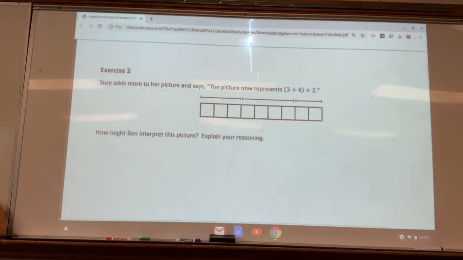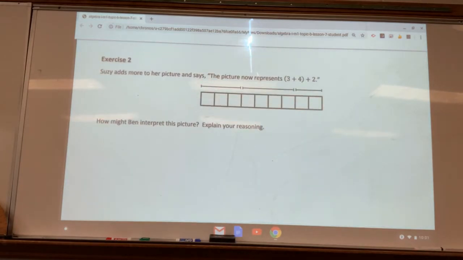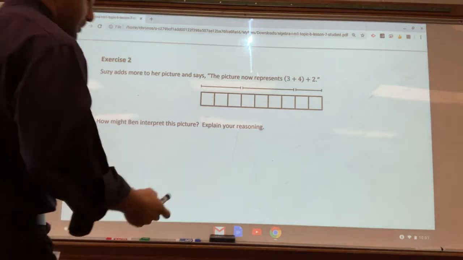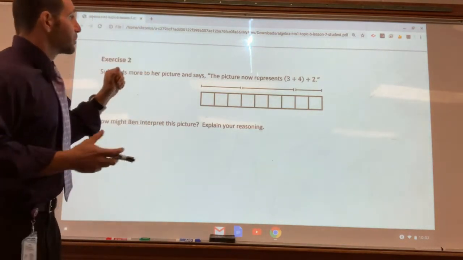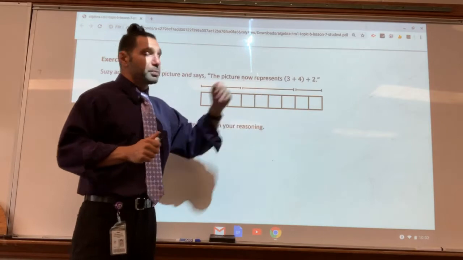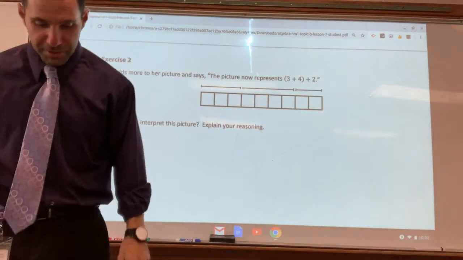Cool. Okay. So Susie adds a little bit more because Susie's an overachiever. Remember, I'm Susie. So the picture now represents 3 plus 4 plus 2. When you have multiple expressions like this.